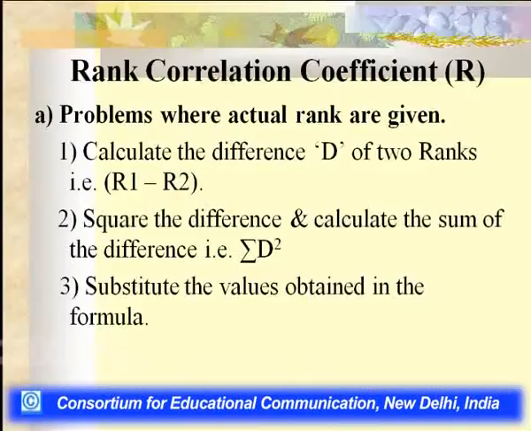Now coming on to a rank correlation R, there are certain problems when the actual ranks are given. Calculate the difference D of the two ranks, that is R1 minus R2. Square the difference and calculate the sum of the squared differences, that is sigma D square. Third, substitute the values obtained in the formula.